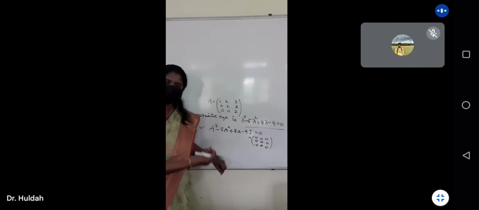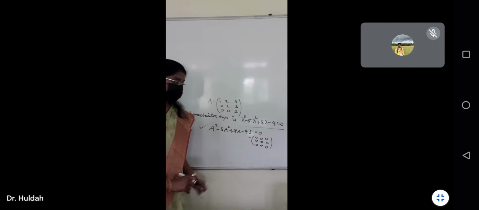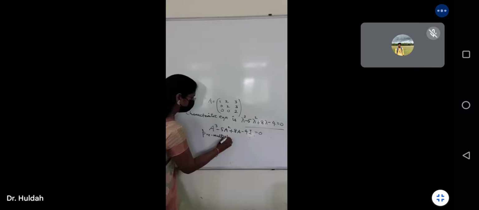Now, in today's class, I'm going to do one more step. If they ask you to verify the Cayley-Hamilton theorem, stop. If they ask you to find eigenvalues, solve it. If they ask you to find the inverse, right up to here, pre-multiply by A inverse. Pre-multiply means multiplying from the front, and post-multiply means multiplying from the back. I'm going to pre-multiply by A inverse. The topic here is that I want to find the inverse.